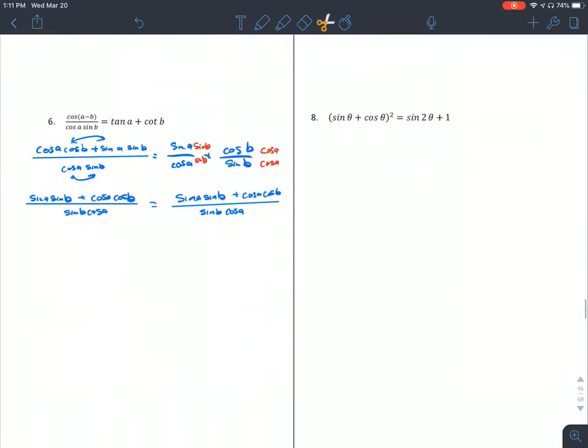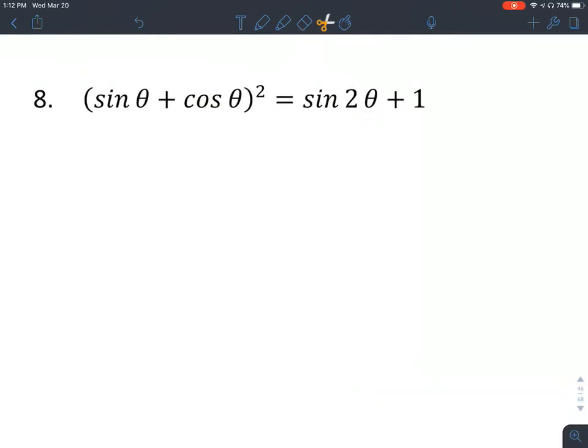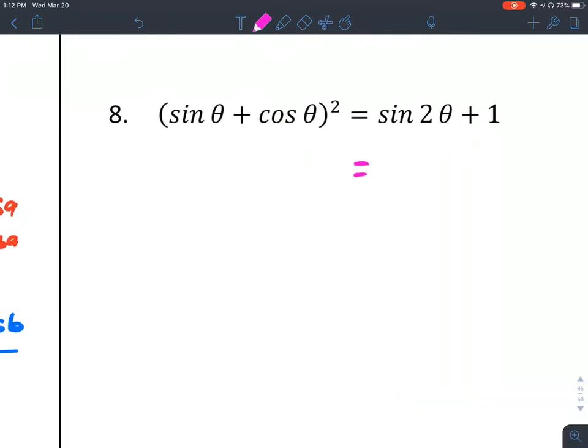Lovely. Number 8. Sine of theta plus cosine of theta, quantity squared. Well, that's going to equal sine squared of theta. This is FOIL method, box method, distributive property, whatever kids are calling it these days once again. Plus 2 times sine of theta cosine of theta plus cosine squared of theta.